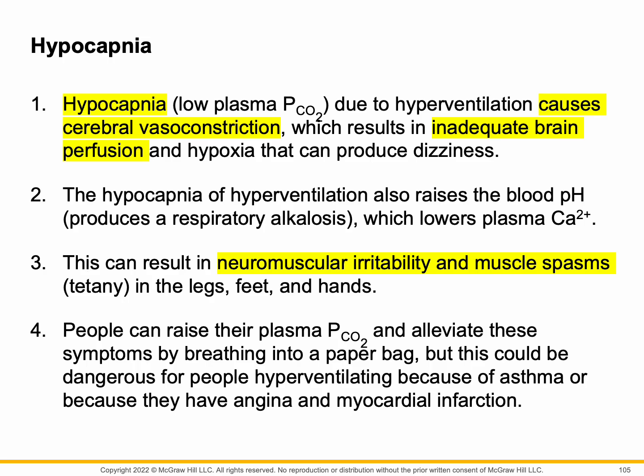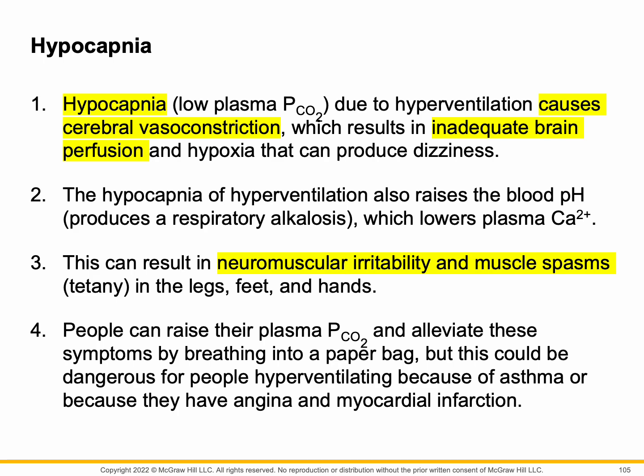Hypocapnia, also known as low plasma carbon dioxide pressure, is due to hyperventilation when you're breathing very fast. This causes cerebral vasoconstriction, which results in inadequate brain perfusion and hypoxia that can produce dizziness. The hypocapnia of hyperventilation also raises the blood pH levels and produces a respiratory alkalosis, which then lowers plasma calcium levels.